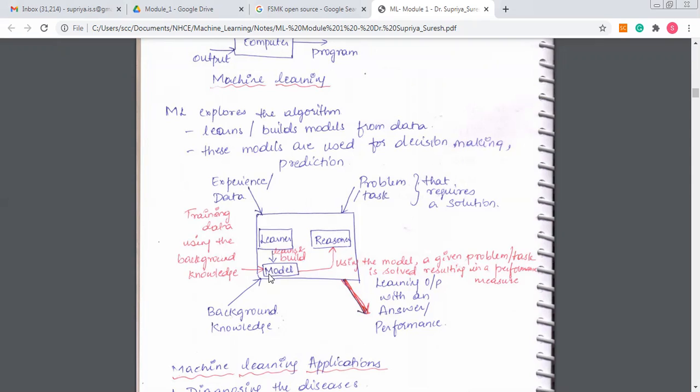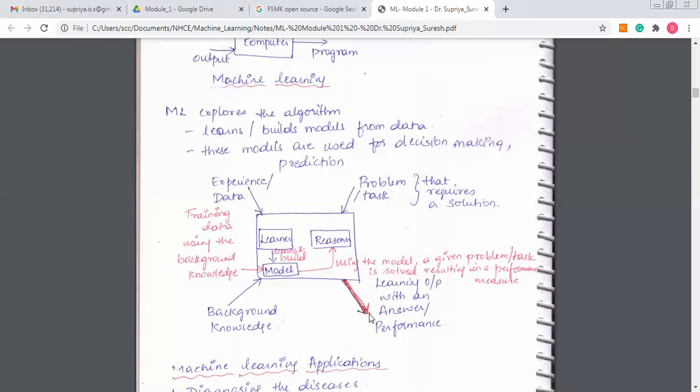Once the model is built, I have the model which is ready based on the input and the output. I've come up with the algorithm. Now I have to check whether the model that I have built can differentiate or classify or predict any given problem. So I give a problem or a task that requires a solution. Now, using this model, the given problem or task is solved, resulting in a performance measure.